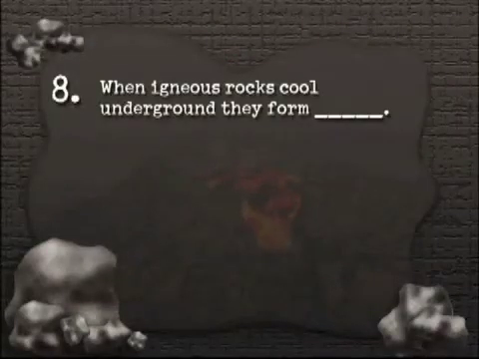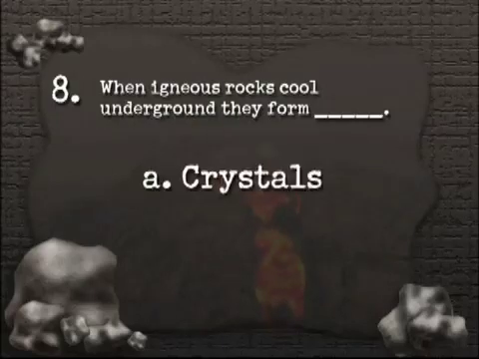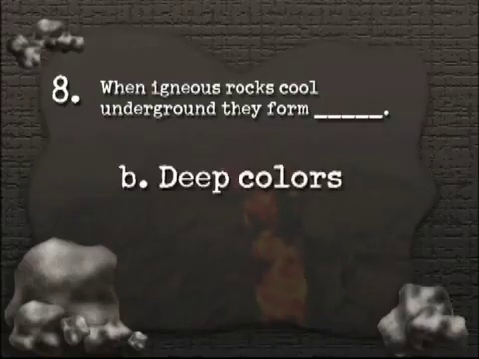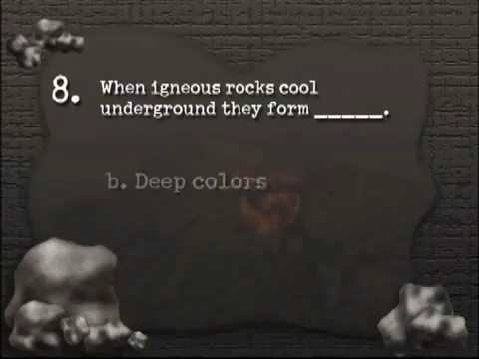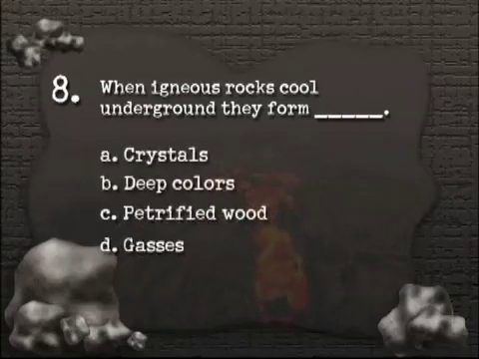Question 8. When igneous rocks cool underground, they form A. Crystals, B. Deep colors, C. Petrified wood, or D. Gases.